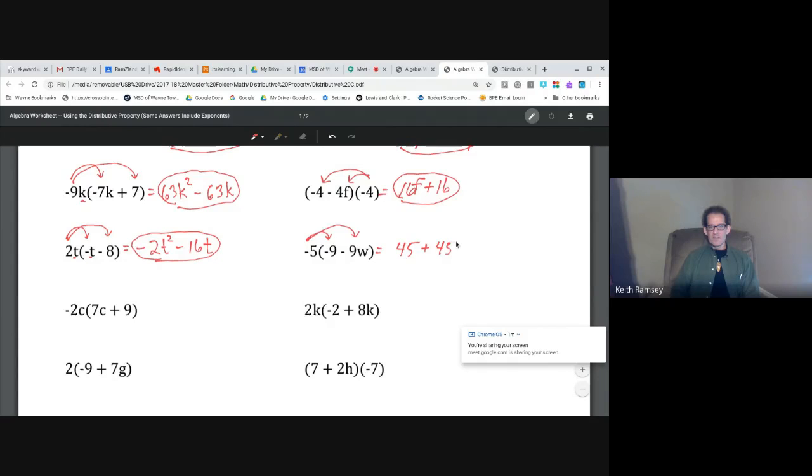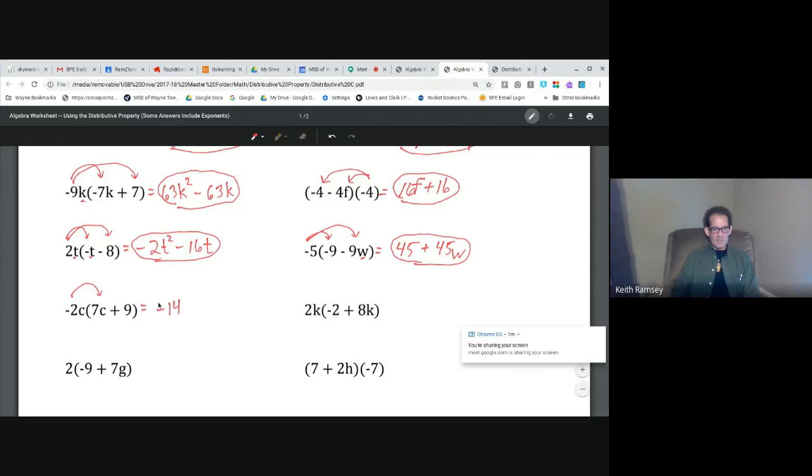And now I've got this variable w. I have to put a w over here. These aren't the same terms because this one doesn't have a w and this one does. So I can't simplify it any more than that. Let's look at this -2c times 7c. I have a negative times a positive, so I have to write a -14.